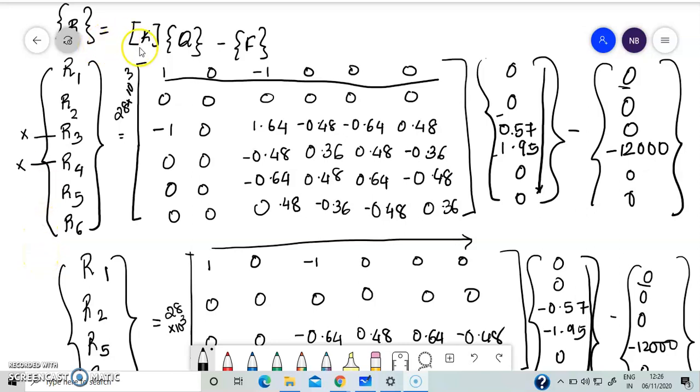We use the formula R equals KQ minus F. Now, in this equation, from the stiffness matrix, we are going to use the rows which correspond to the supports only. Which means that at node 2, there will be no reactions since there is no support. So, R3 and R4 have to be eliminated from this stiffness matrix. Only the two rows corresponding to R3 and R4.